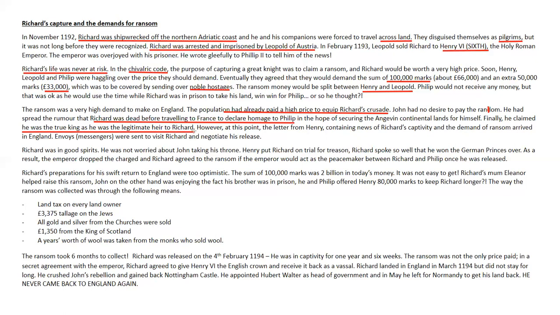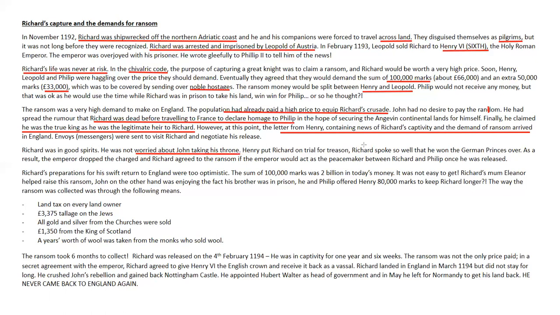However, at this point, the letter from Henry containing the news of Richard's imprisonment and the demand for ransom arrived. Envoys were sent to visit Richard and negotiate his release. So that put a bit of a spanner in the works for John, because John was going around saying, my brother's dead, I'm the next king. And then the letter came from Henry saying, Richard's alive and we want a ransom. Now, when the messengers, the envoys, went to visit Richard, he was actually in good spirits. He was not worried about John taking his throne.